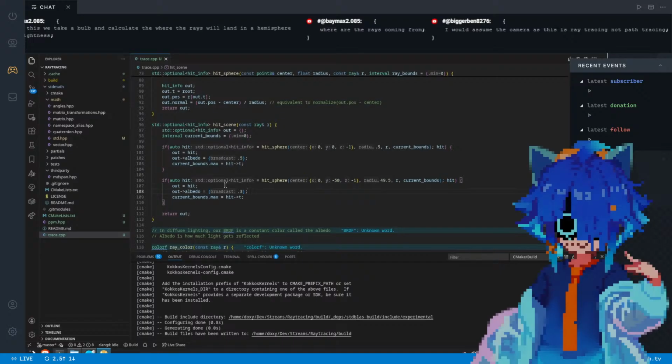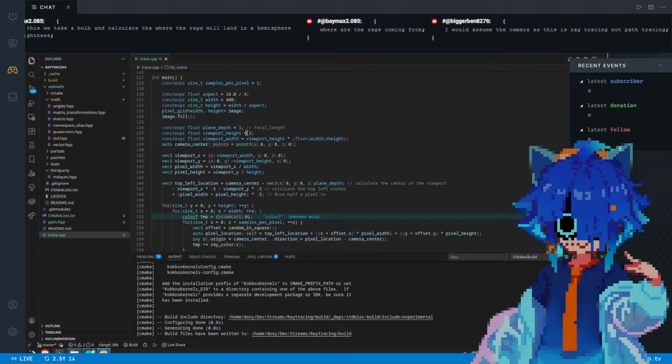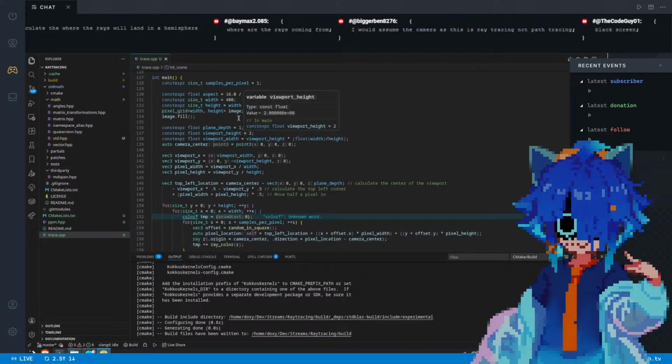Yep. We're shooting rays from the camera, exactly, Bigger Ben. Because if you remember from last time, black screen. Is that just a code guide problem? I think that's a you-need-to-refresh problem, correct? Is the screen black? The screen is looking good on my preview end.